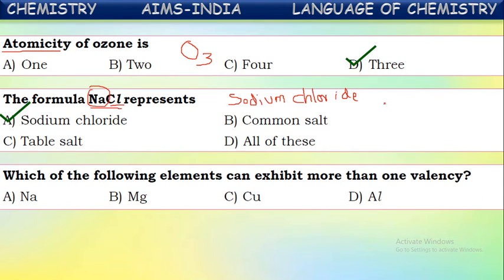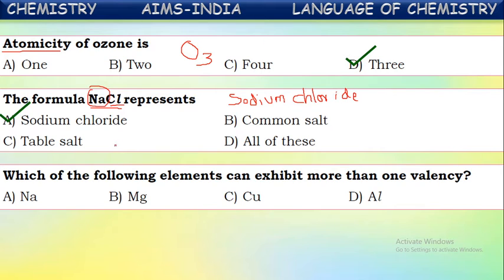Next, which of the following elements can exhibit more than one valency? Yes, we studied about variable valency. Some elements often exhibit more than one valency. Those elements which can exhibit more than one valency are called variable valent elements, and that phenomenon is called variable valency. See, which element generally can exhibit more than one valency among these?